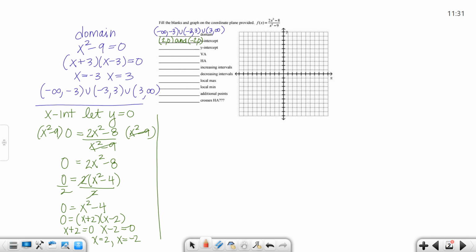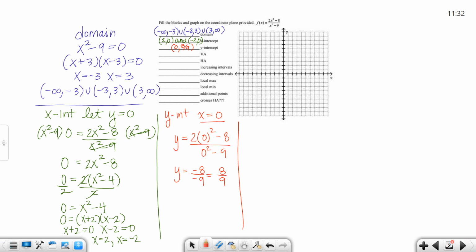The next thing that you have is your y-intercept. To find the y-intercept, you're going to let x be 0. Remember that f of x is the same thing as y. For this one, everywhere you see an x, you're going to put 0. So that's 2 times 0 squared minus 8, over 0 squared minus 9. So that would be negative 8 over negative 9, which is a positive 8/9. Now remember, this is when x is 0. So when x is 0, you have the point 0, 8/9.